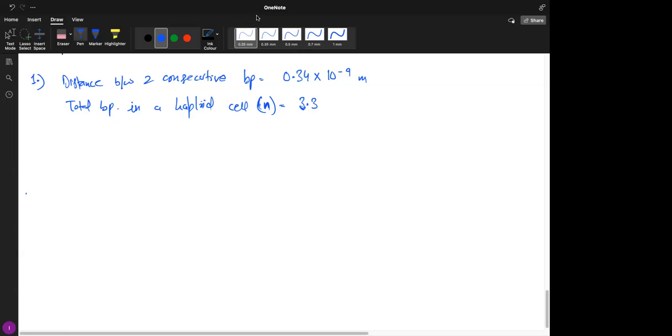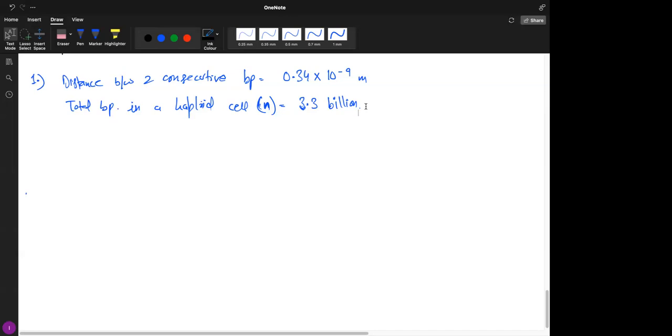I got an answer in chat. Let's see what is that. Rabia says 10 raised to power 9. What is 10 raised to power 9 called? It's called a billion. So we have 3.3 billion base pairs in a haploid cell. Total all the 23 DNA molecules combined together, because there are 23 chromosomes in a haploid cell.